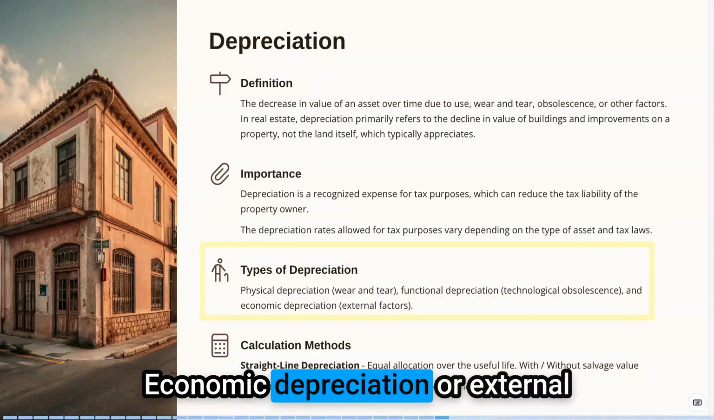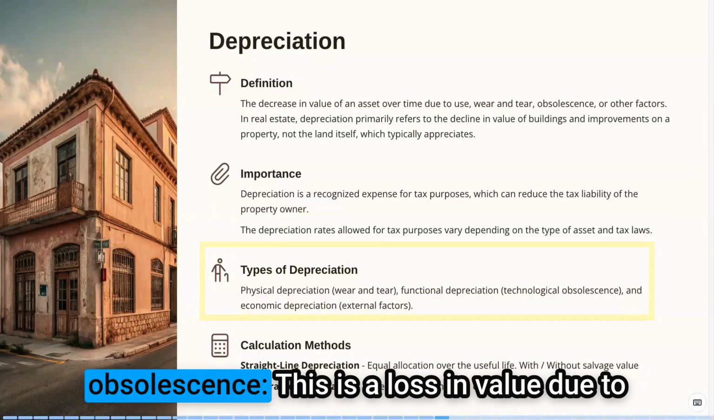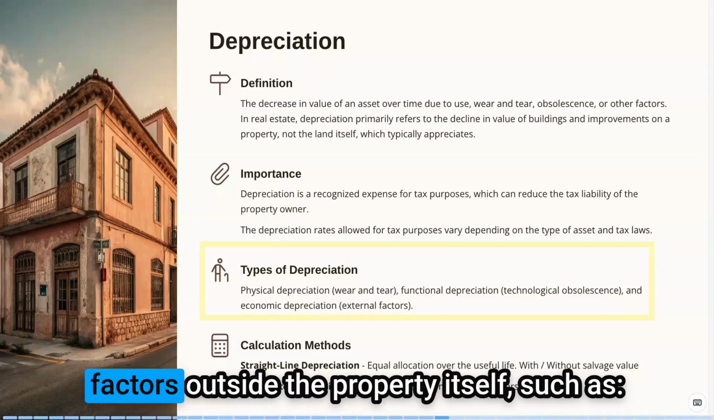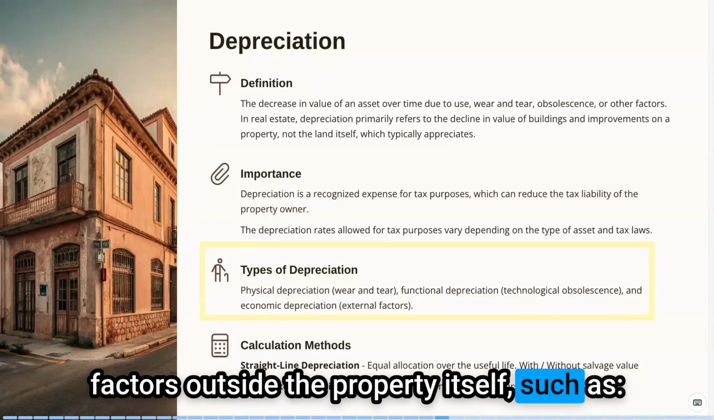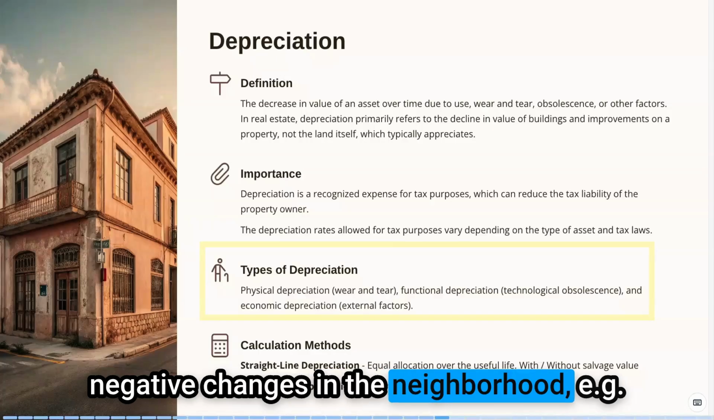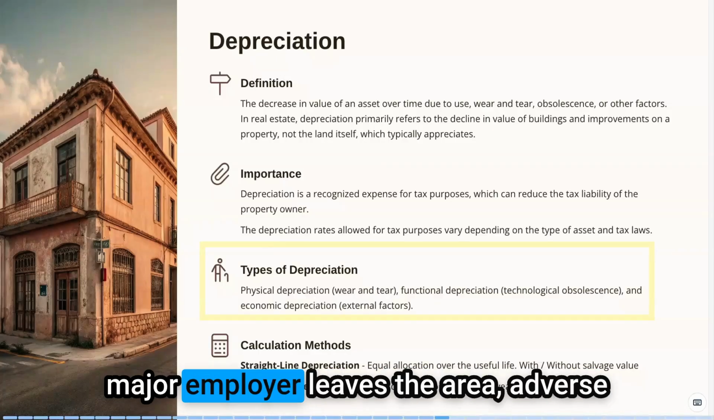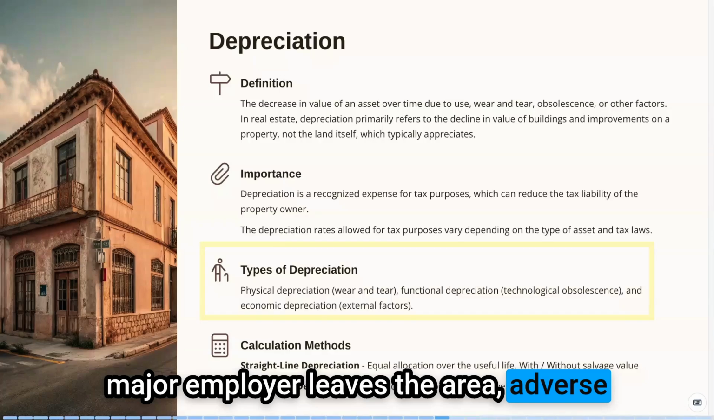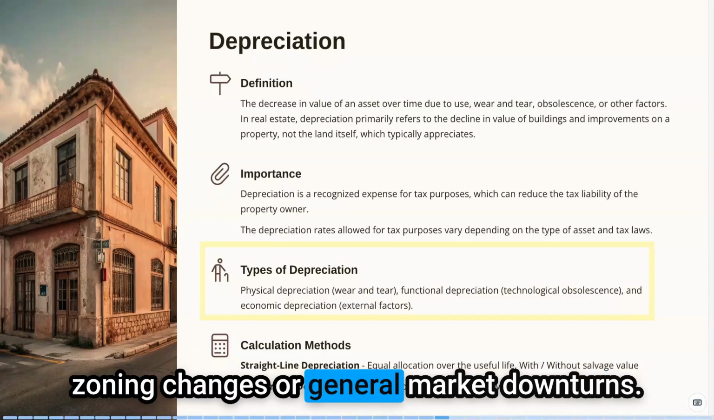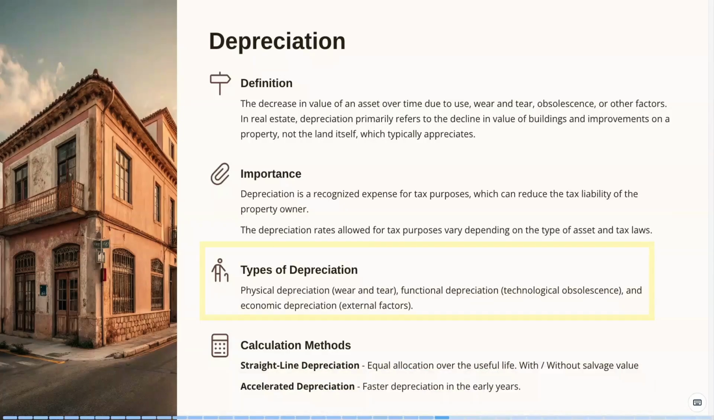Economic depreciation or external obsolescence. This is a loss in value due to factors outside the property itself, such as negative changes in the neighborhood, e.g., a major employer leaves the area, adverse zoning changes, or general market downturns.